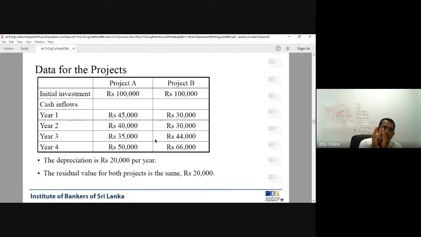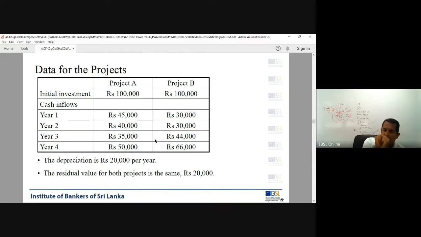Project A generates 45,000, 40,000, 35,000, 50,000 cash flow. Project B will generate 30, 30, 44 and 50. It gradually increases. Depreciation is 20,000 per annum and residual value is 20,000. What is residual value?